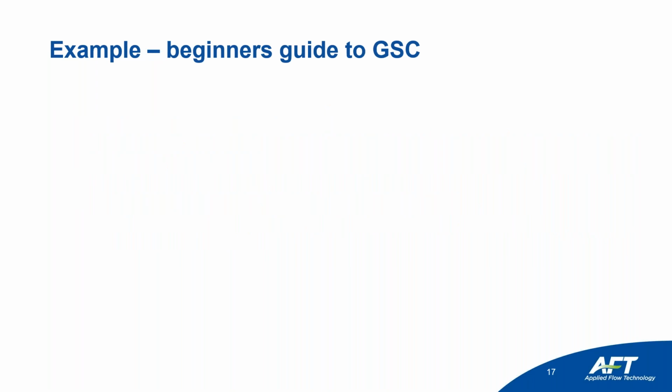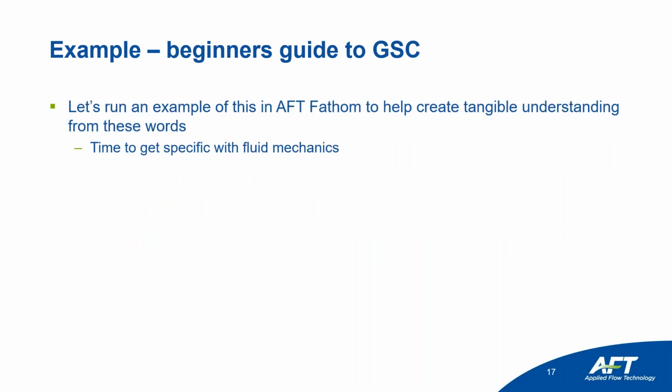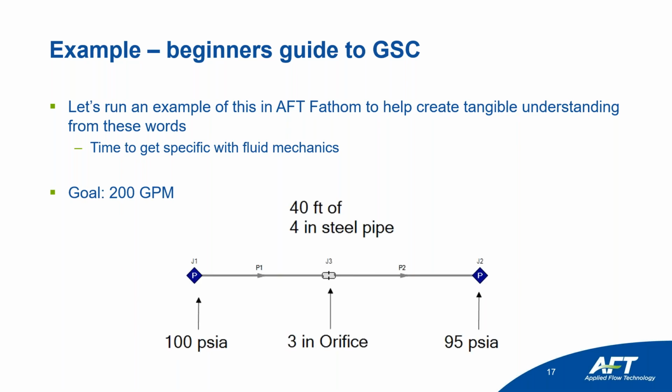So let's start with an example, get our hands dirty with GSC so that we can create tangible understanding from all of these words that I'm speaking. And it's time to get specific with fluid mechanics, as a lot of you are probably fluids engineers or some sort of engineers that deal with fluids. Let's get into it. I have a goal of 200 gallons per minute of flow through this simplified system. I've got 100 pounds on my upstream, downstream is 95 pounds, and a 3-inch orifice between them. So what can I do to get 200 gallons per minute? Because it's unlikely that this system as is actually going to give me 200 gallons per minute.